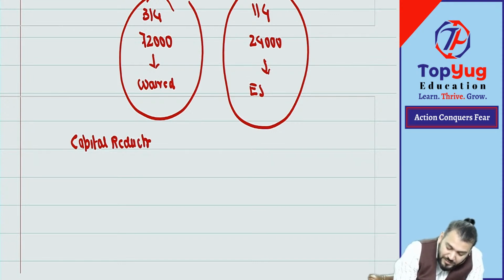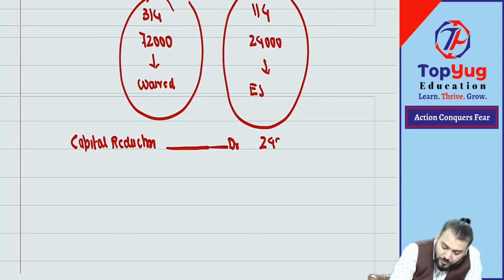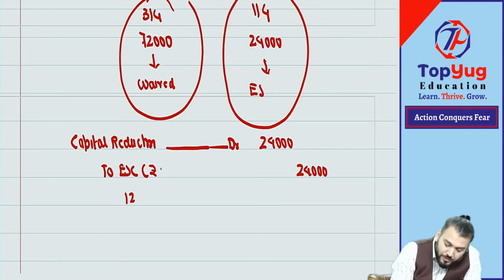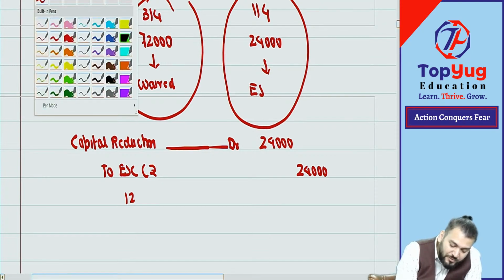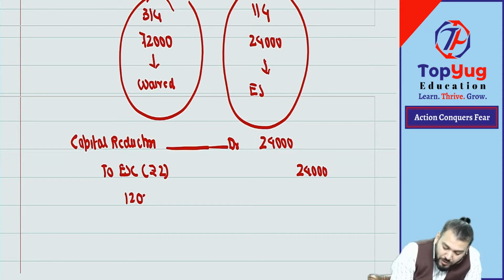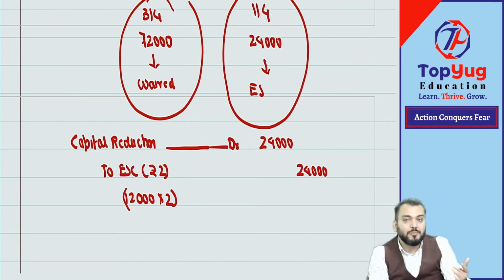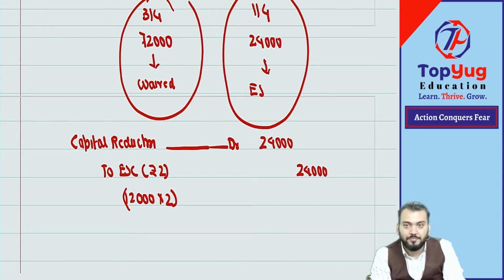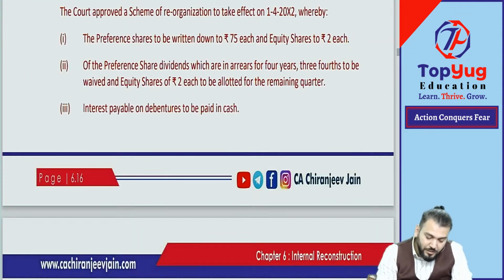I said what is allotted? Equity shares. So 24,000. The equity share capital of rupees 2 each, what is the number of shares? 12,000, of rupees 2. Always a new class will be allotted. So 12,000 into 2. Why am I writing this? Because you require the number of shares for preparing the balance sheet also. Correct. Journal entry understood. Simple. This also you have understood.